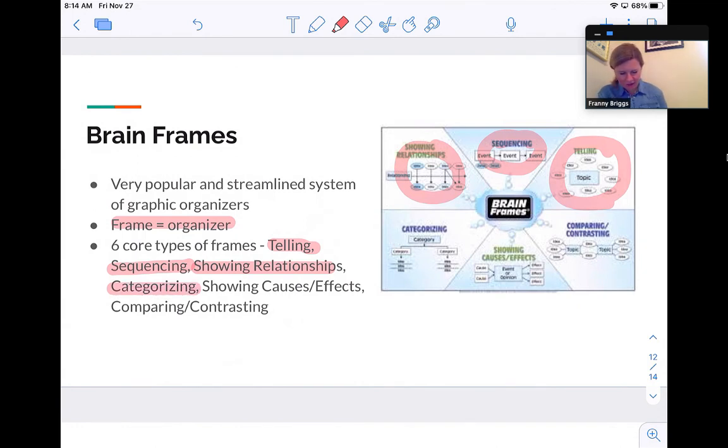Categorizing, I know that many of you have used the categorizing frame before, so it's talking about traits of different categories like vertebrates and invertebrates or what have you. Showing causes and effects, so talking about why things happen, that's the causes and effect frame. And then lastly, a comparing and contrasting frame, which is kind of like a Venn diagram, if you're familiar with that, but it's showing the similarities and differences between two things.